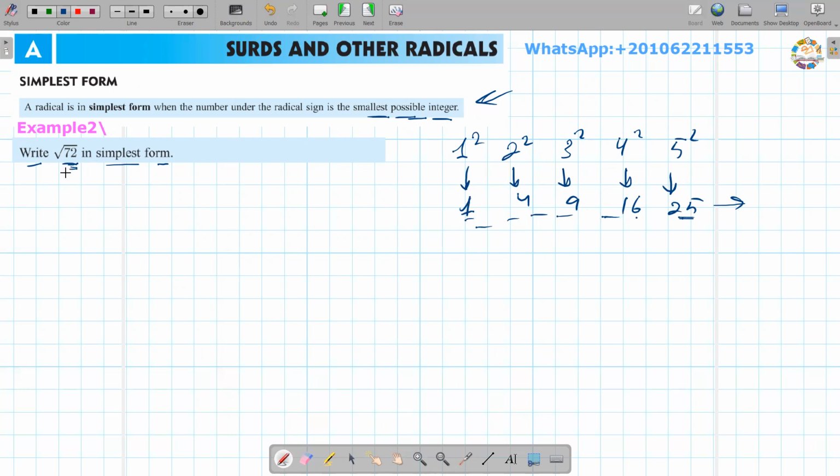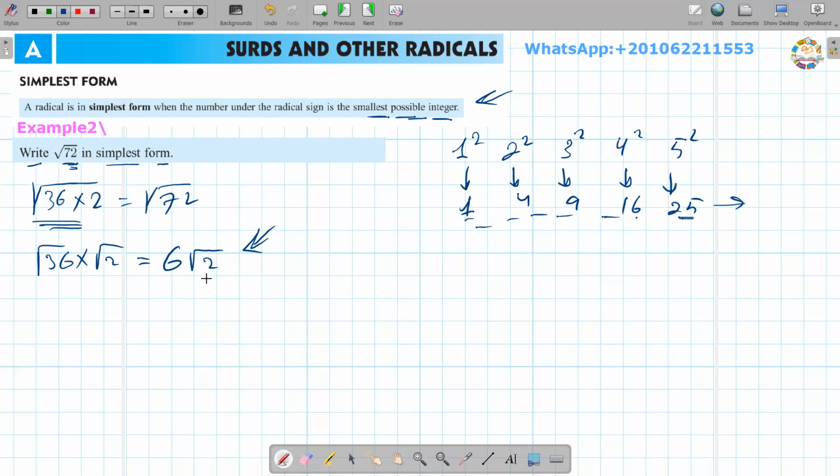Then, obviously, we have 36 by 2, because root of 36 by 2 equals root 72. Then we deal with this root: it becomes root 36 by root 2, and it becomes 6 root 2. This is the final result. So for the radical root 72, the simplest form becomes 6 root 2. And notice that root 2 is the smallest possible integer under the radical.